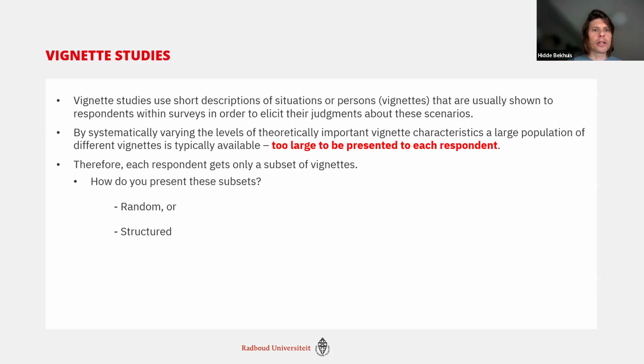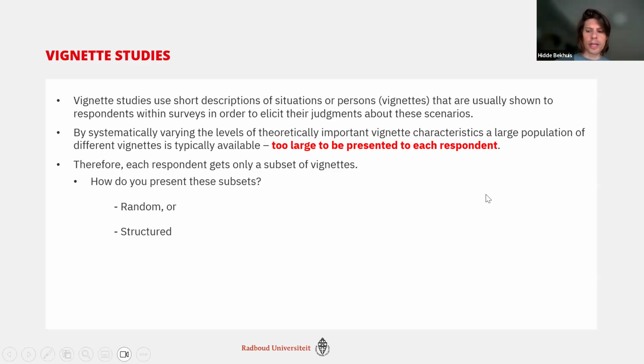And by systematically varying the levels of theoretically important vignette characteristics, a large population of different vignettes is typically available. And as I am going to show you, it will be too large to present to each respondent. So the question is, how do we select that subset of vignettes? How do you present this subset? Is that random, so just give them a random subset, or is that structured? And of course, it will be structured, and I explain later how you can do that.